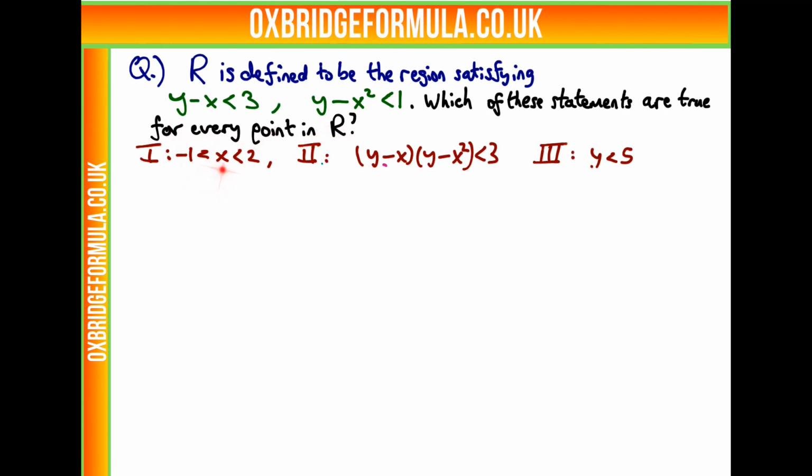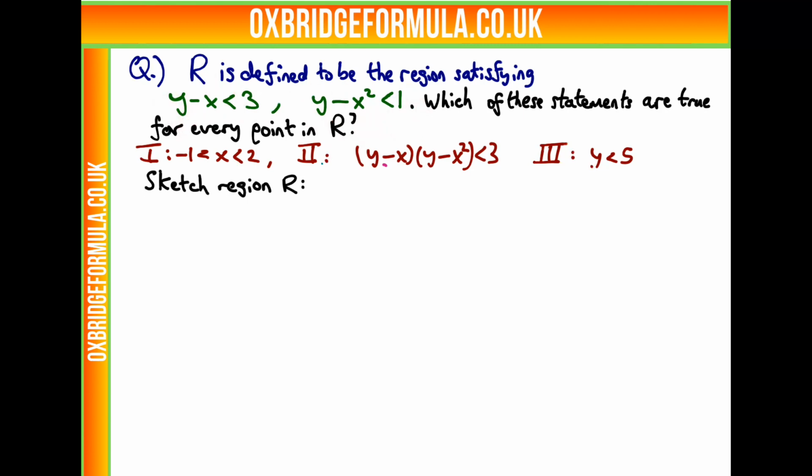Statement 1 is saying x is between 2 and minus 1. Statement 2 is saying (y minus x) times (y minus x squared) is less than 3. And statement 3 is saying y is less than 5. So let's try and work out what our region R is. Let's just try and sketch it. So we need to work out what the two components of the region are.